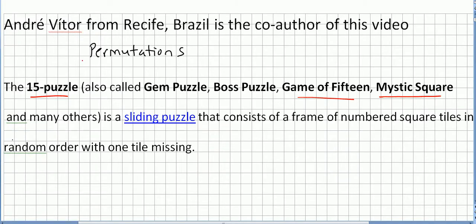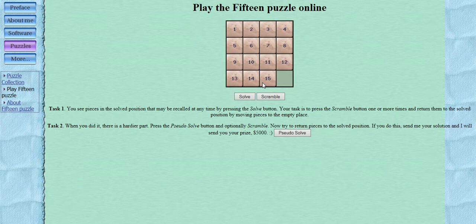So you know what I'm talking about now, when I say the 15 puzzle, right? This is a sliding puzzle. In the previous example we saw a 4 by 4. It consists of a frame of numbered square tiles in random order with one tile missing. Well, here you have a case of the 15 puzzle. Okay, so play the 15 puzzle online.